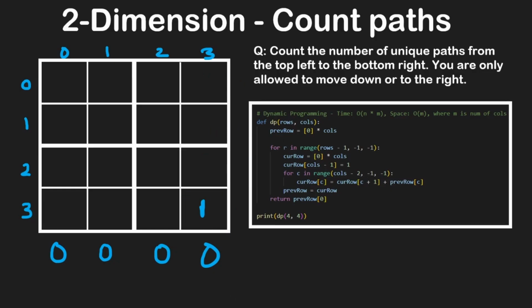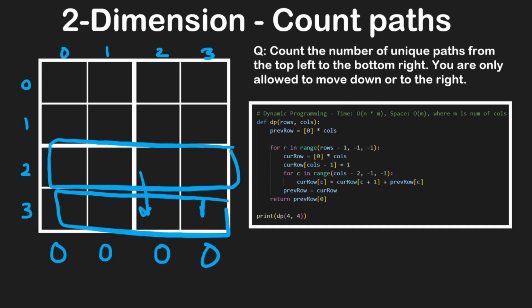But notice how we're actually not creating a 2D grid because it's not necessary. Notice how to fill in this entire row, all we need is the previous row, aka the row below it. And that's enough. We don't need anything from the row above or the row above that. We just need the row below it.